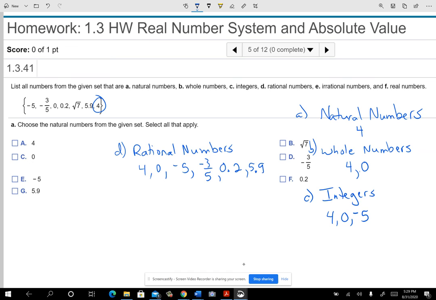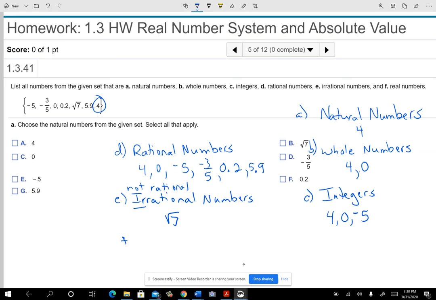Okay. And then E asks you for irrational. Here's where you don't include all the others, because see how irrational numbers is to the side of rational, so rational numbers are not irrational. These are rational, these are not. That's what the ir part means, not rational. So everything else, which would in this case be just the square root of 7.